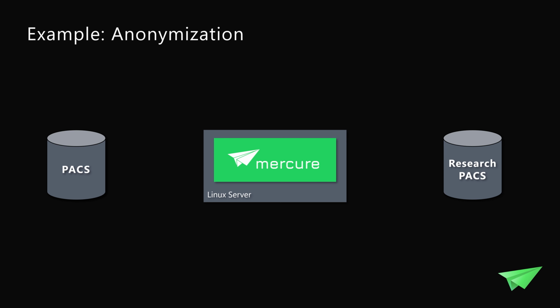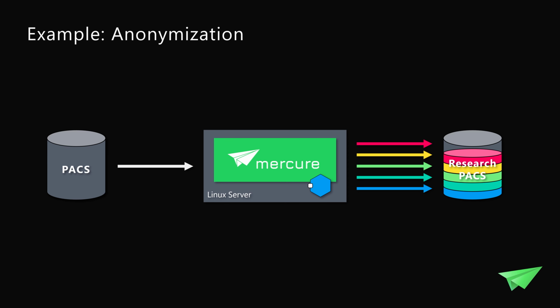Now, this anonymization module is something that we're using a lot in our department. In our department, we have a clinical PACS and we also have a research PACS. And it is our policy that no PHI should go into the research PACS. And therefore, we put a Mercure server in between these two systems. And if you're sending a study from clinical PACS to research PACS, the Mercure server will anonymize the DICOMs, and it will also rename the studies according to a project identifier so that the data in the research PACS can be separated by project and it can be separated by PI.